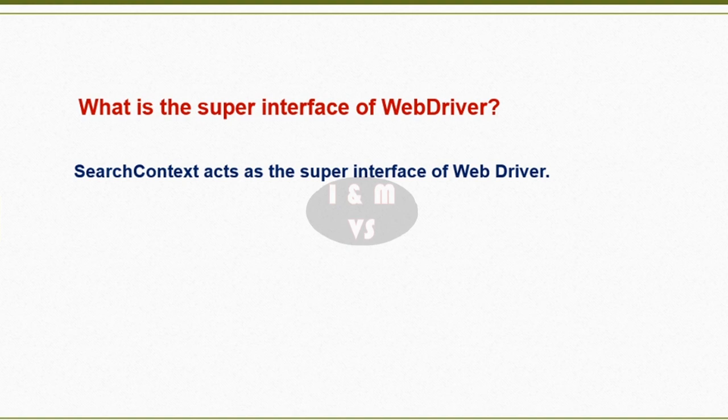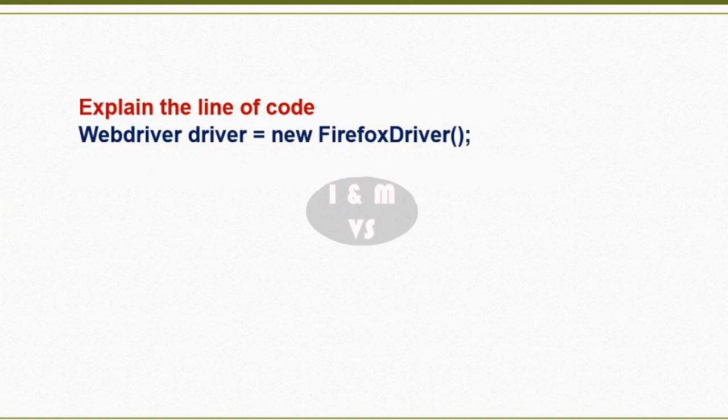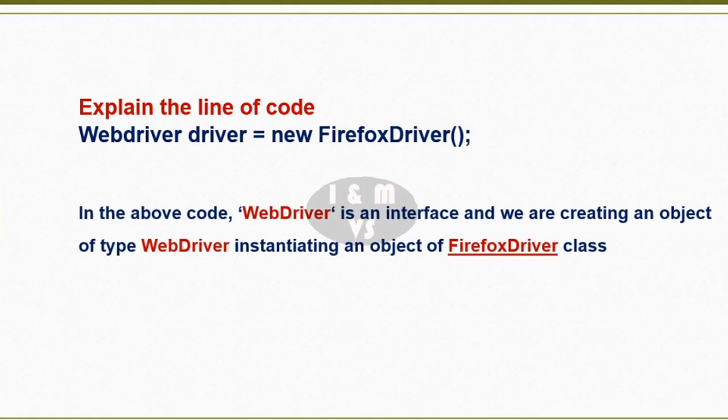Next question is, explain the line of code WebDriver driver equals new FirefoxDriver. The answer is, in the above code, WebDriver is an interface and we're creating an object of type WebDriver and instantiating an object of FirefoxDriver class.